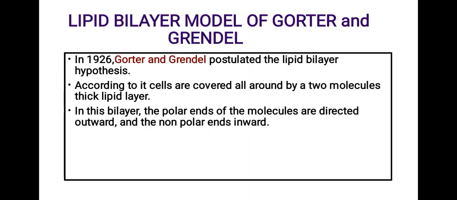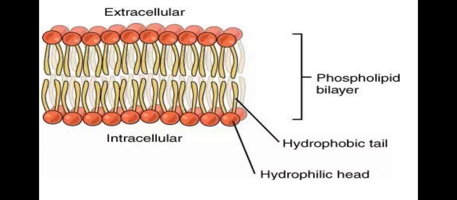Lipid bilayer model of Gorter and Grendel. In 1926, Gorter and Grendel postulated the lipid bilayer hypothesis. According to it, cells are covered all around by a 2 molecules thick lipid layer. In this bilayer, the polar ends of the molecules are directed outward and the non-polar ends inward. So the extracellular region is there, and the intracellular portion is there. The phospholipid bilayer can be seen, with the hydrophobic tails inside and the hydrophilic heads outside.